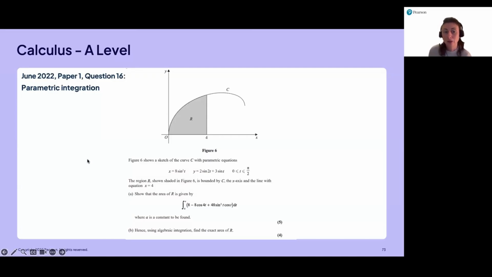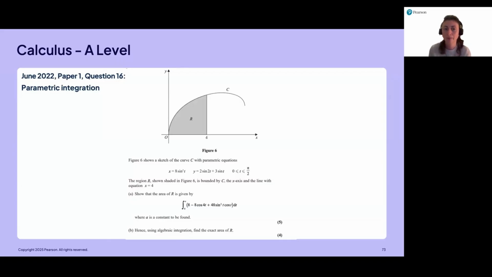Hence, use integration to find the exact area of R. So before I click onto the mark scheme, can you just have a think about how you would integrate that? In particular, how would you integrate the third term, 48 sine squared t cos t?